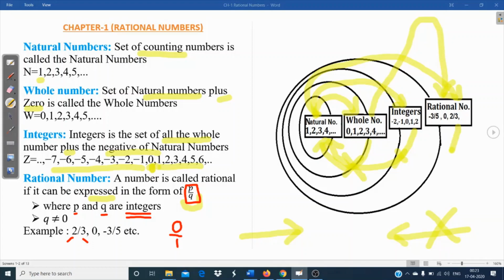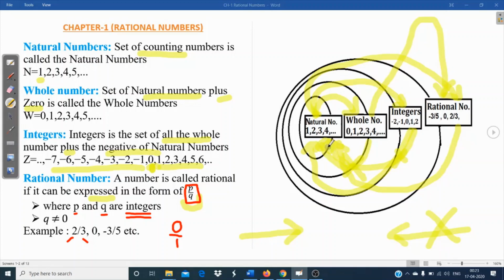Now, if I say all rational numbers are natural numbers, that is also false. Like -3 by 5, any negative rational number which is in the form of p upon q, cannot be termed a natural number. Similarly, if I say all the integers are natural numbers, that will also be false, because in integers negative numbers are there and 0 is also there.